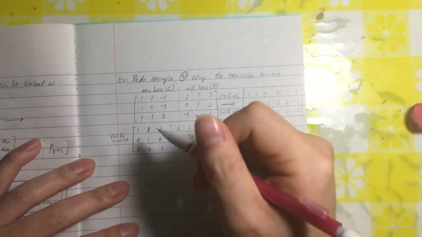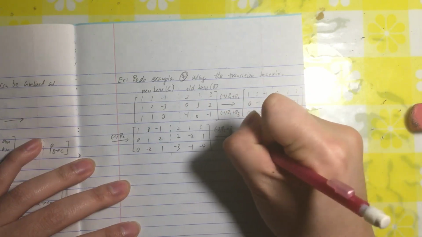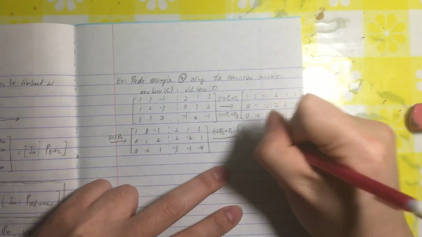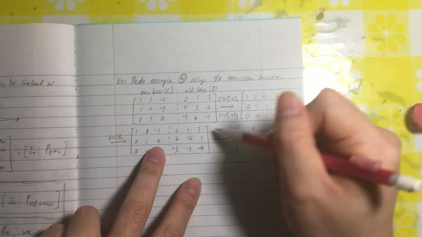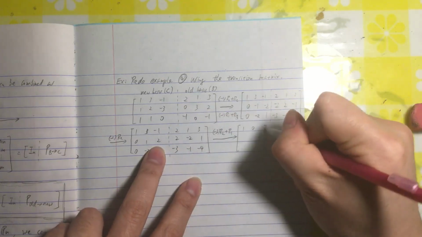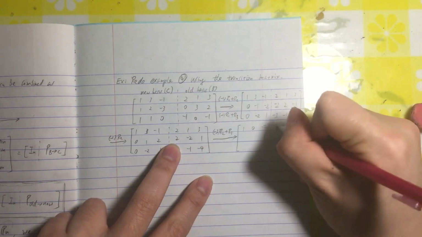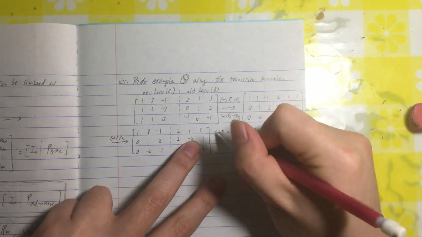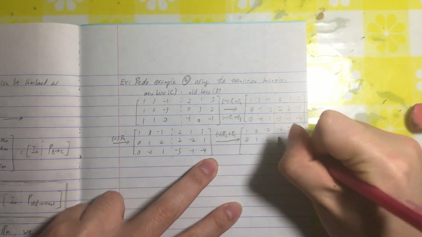We try to make the entries above and below leading 1 to be 0. So next, I can multiply second row by -3, add it to the first row. I get 1, 0, -6 plus -1 is -7. -6 plus 2 is -4. 6 plus 1 is 7. -3 plus 3 is 0. Leave the second row the same. I get 0, 1, 2, 2, -2, 1.